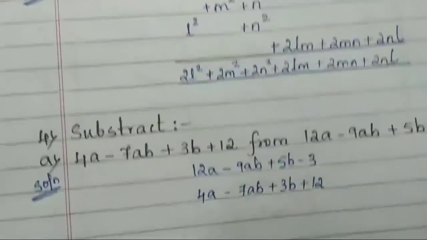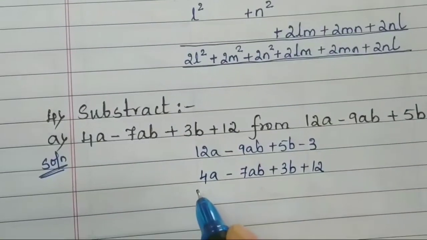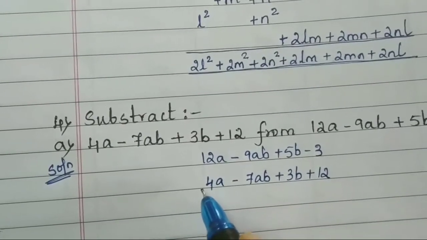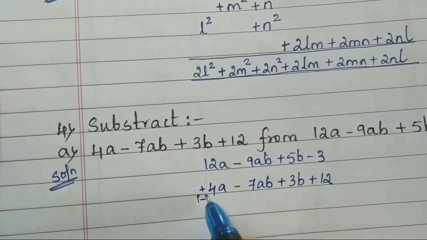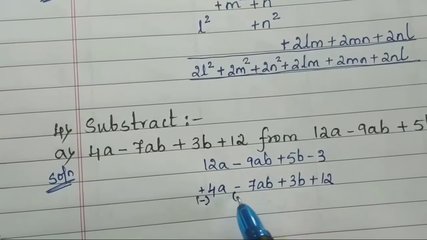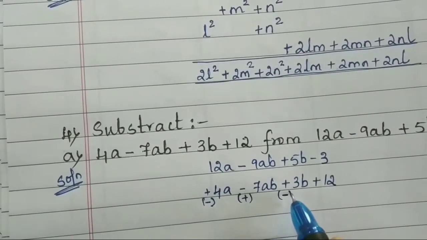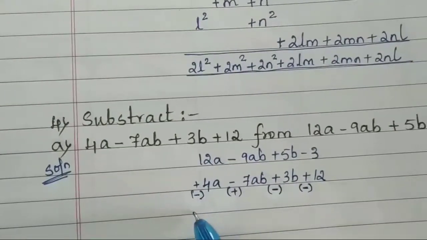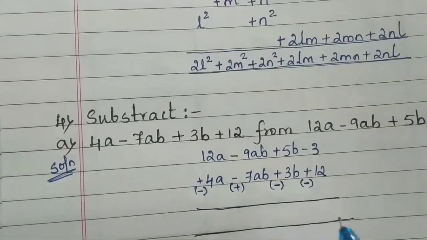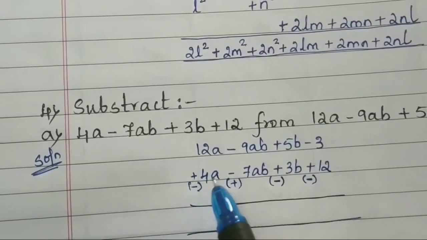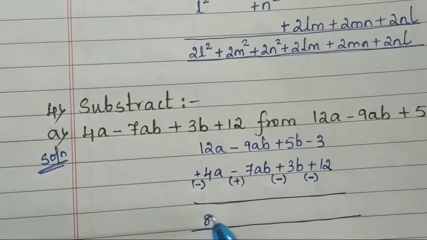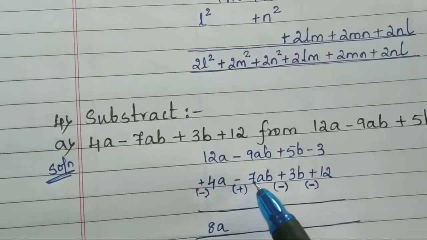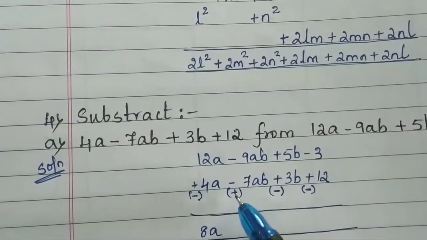While doing this subtraction, one thing we have to note is that we have to change the sign of our second expression. Since it is plus here, it will be changed into minus, and this minus will be changed into plus. This plus will be changed into minus, and minus will be changed into plus. Now we have to subtract this expression. So 12a minus 4a will give us 8a. Similarly minus 9ab plus 7ab. So here one is minus and one is plus.